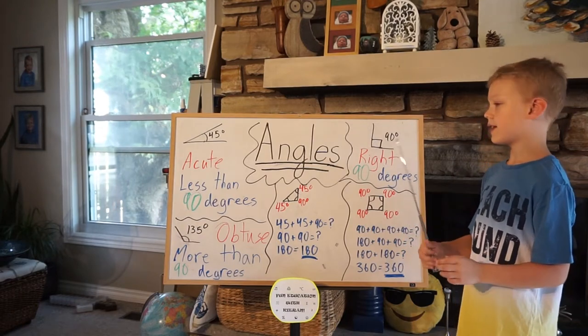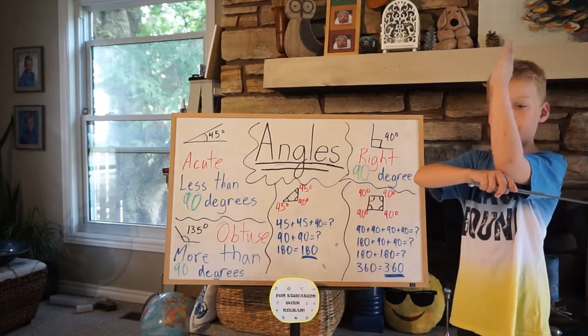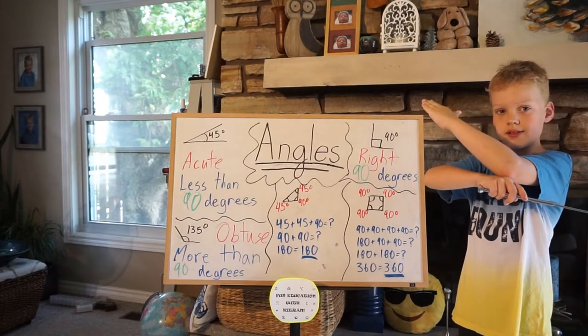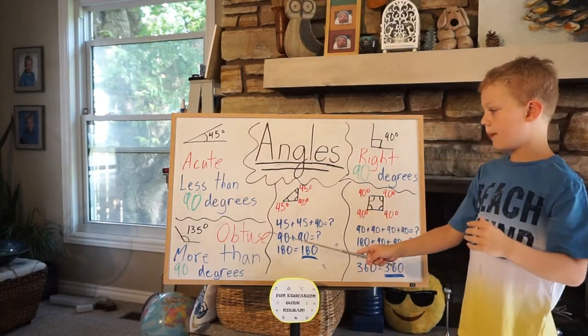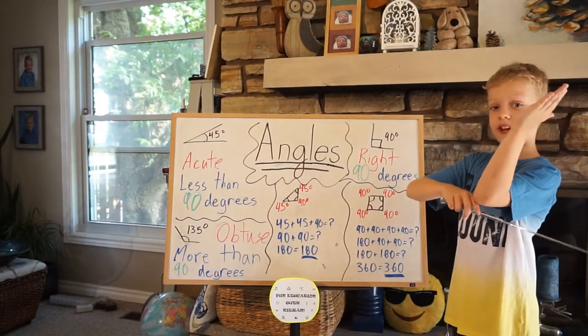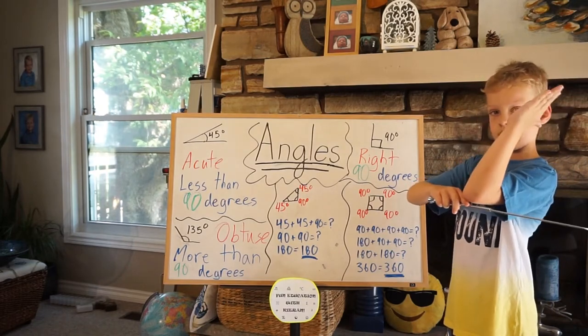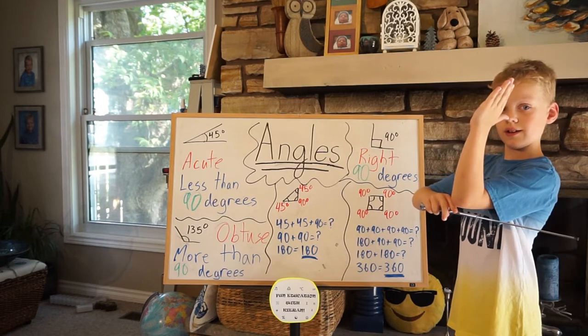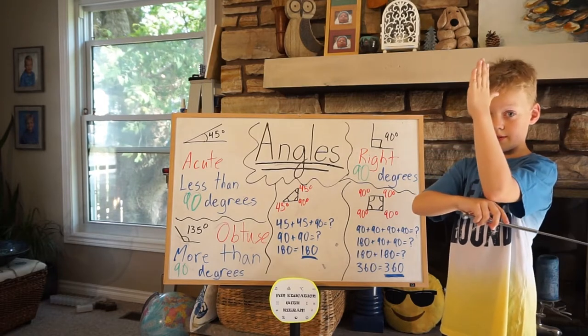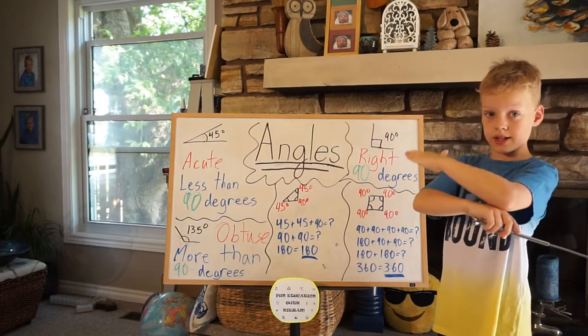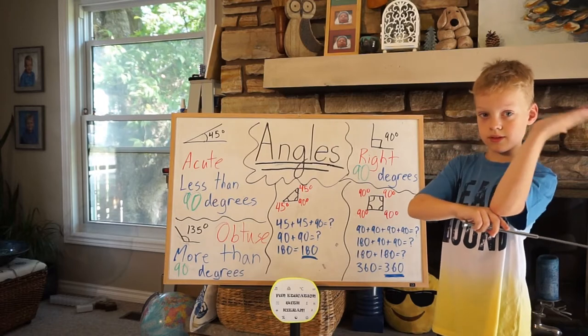Right, which is 90 degrees, so a right angle is this. Acute is less than 90 degrees. And then obtuse is more than 90 degrees, which is this. Like more than this. Everyone understand? Acute, right, obtuse.